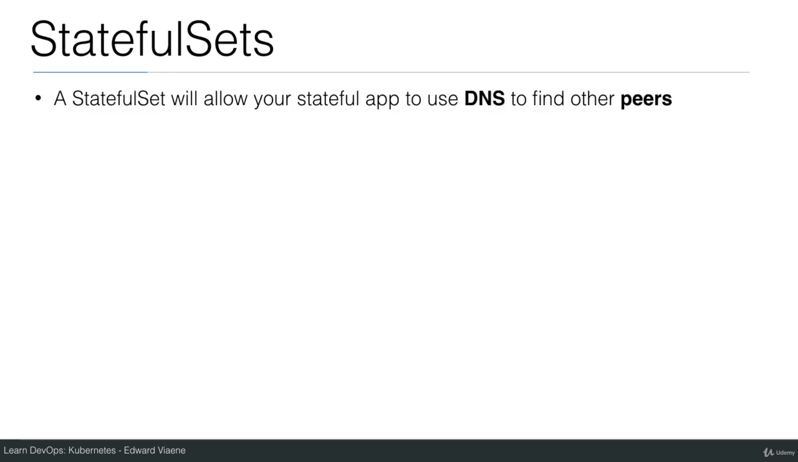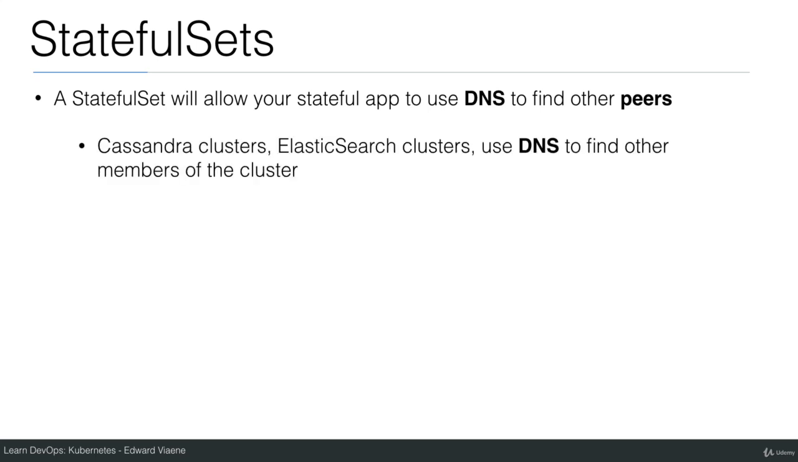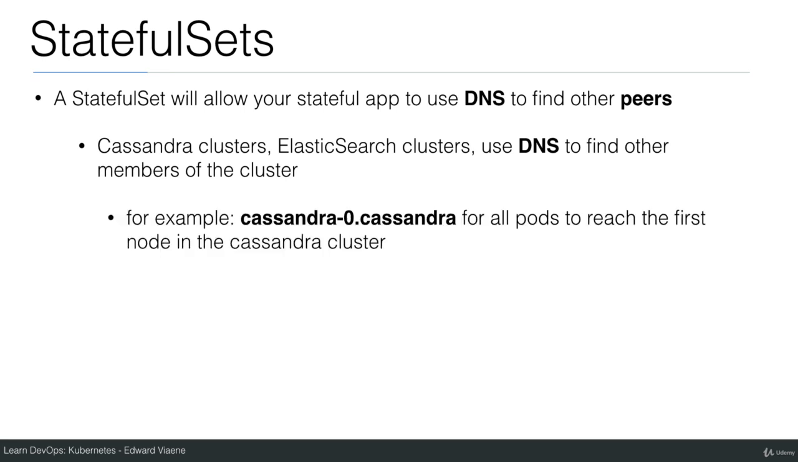A stateful set will allow your stateful app to use DNS to find other peers. Cassandra clusters, Elasticsearch clusters use DNS to find other members of the cluster. For example, you can use the DNS name cassandra-0.cassandra for all the pods to reach the first node in the Cassandra cluster. So if you, let's say, have 5 nodes, all those 5 nodes can use the same DNS name to reach the first pod, which is cassandra-0.